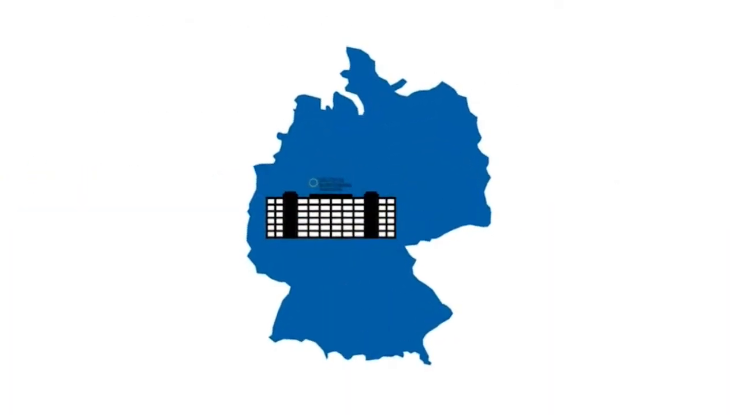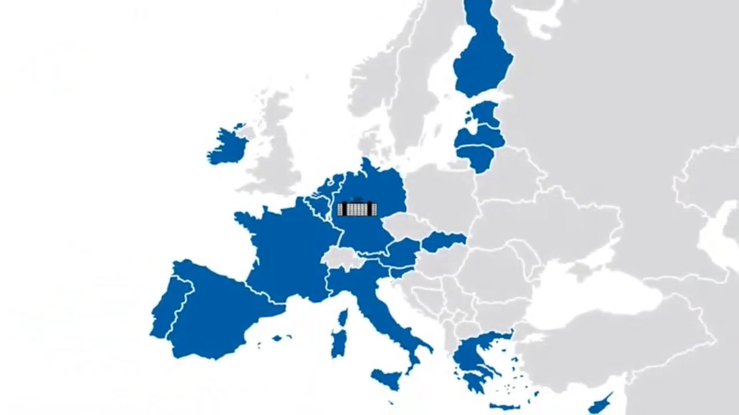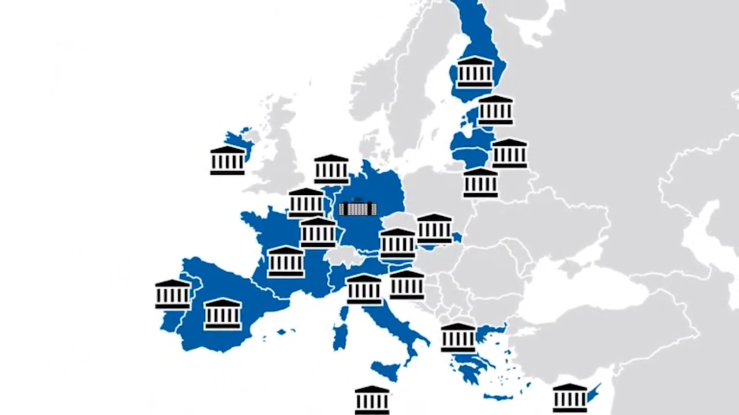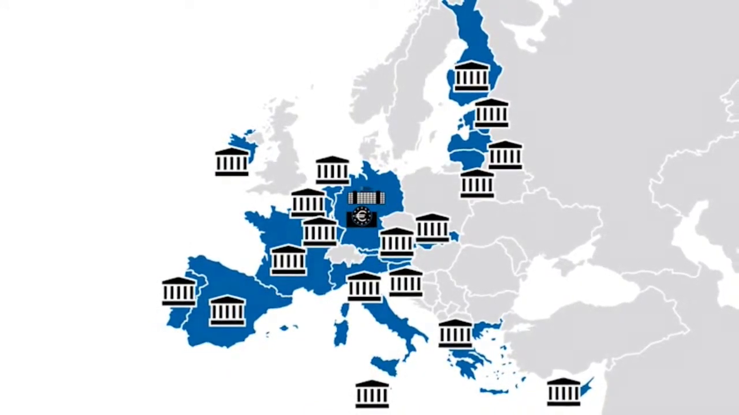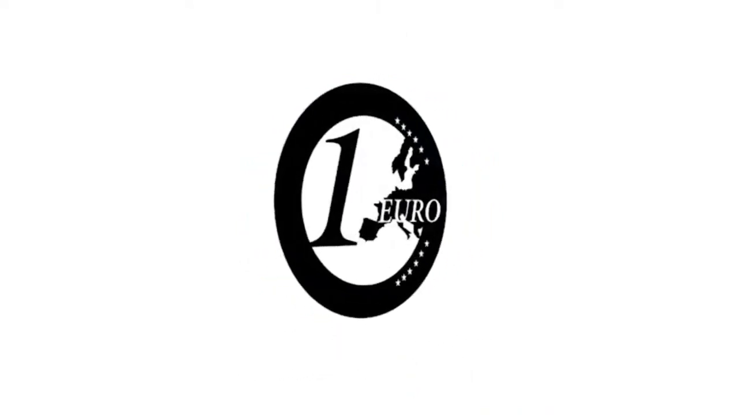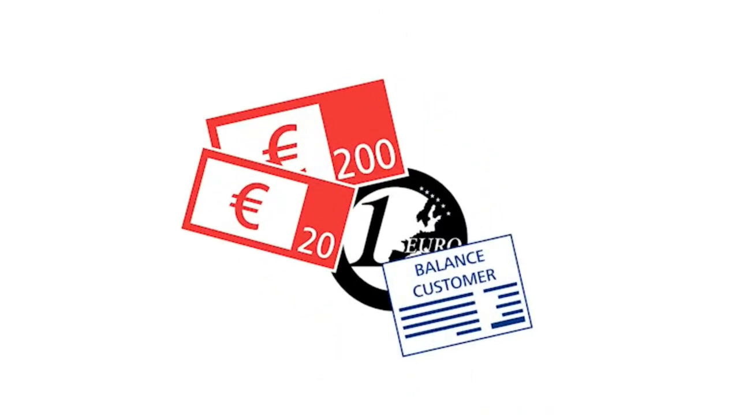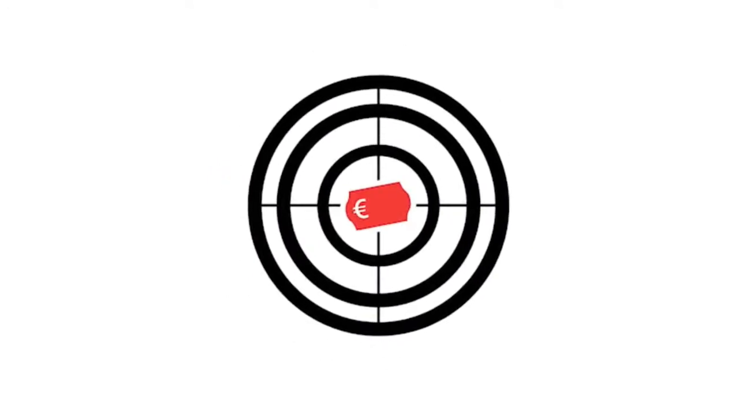The Deutsche Bundesbank is the independent central bank of the Federal Republic of Germany. The Bundesbank, the other national central banks in the euro area, as well as the European Central Bank, constitute the euro system. The euro system is responsible for Europe's common currency, the euro. The main objective of the euro system is to safeguard the value of the euro.